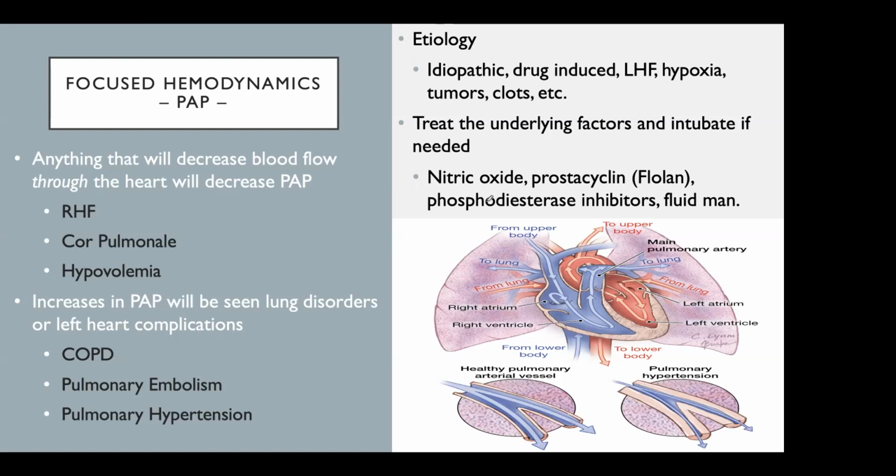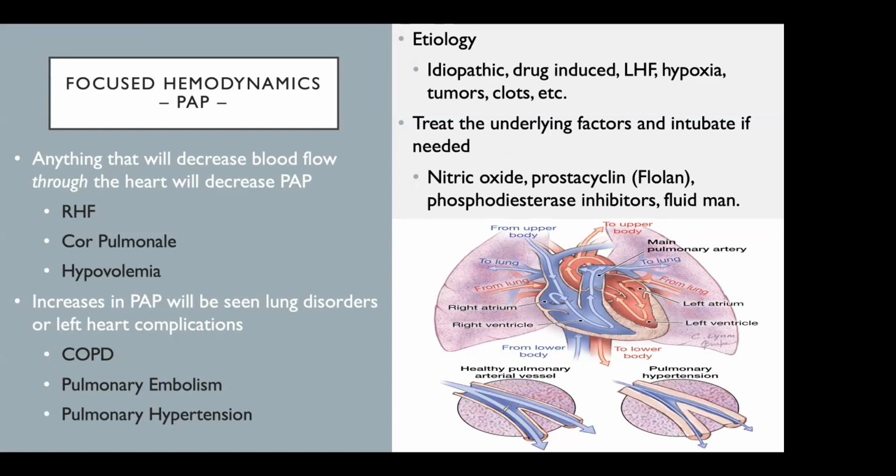But generally, that was with a clot. What if it's not a clot? Generally we're going to use nitric oxide, Flolan or Veletri, I believe it's called, phosphodiesterase inhibitors, and aggressive fluid management with these patients. We know that nitric oxide works on the G proteins, and prostacyclin or PGE are going to help vasodilate.